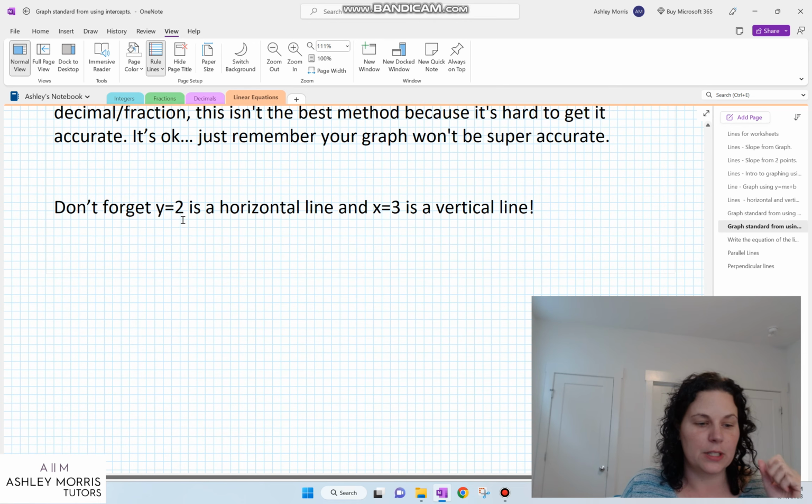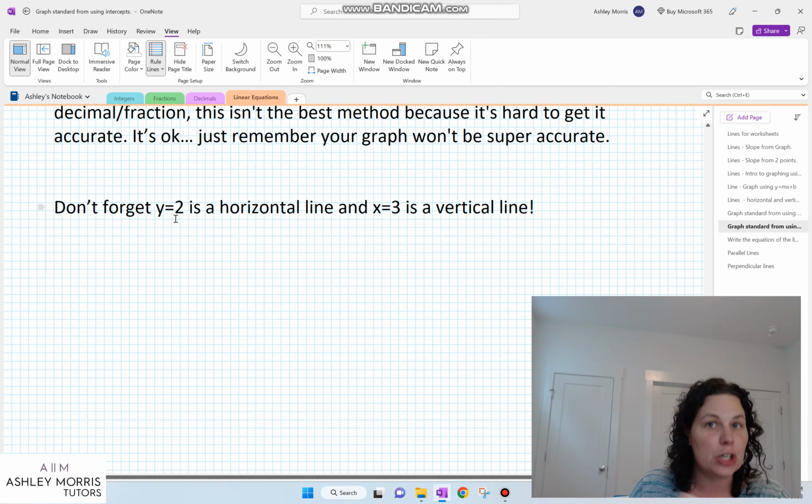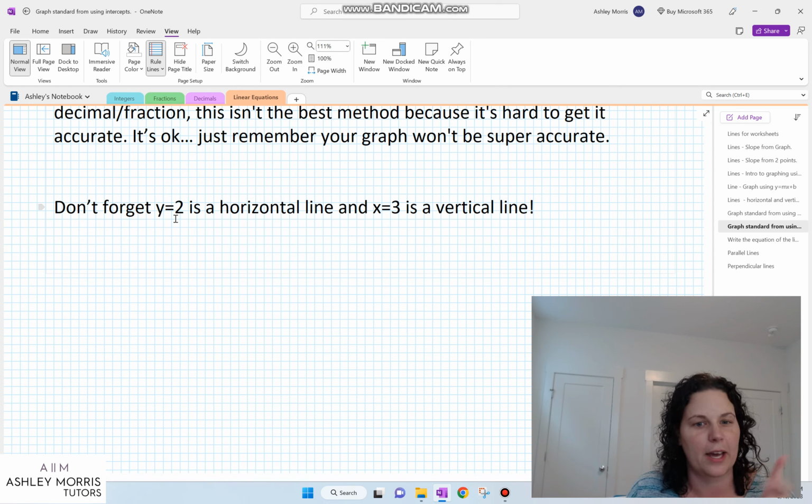Reminder, y equals 0, y equals 2, y equals any number, it's a horizontal line. X equals 3 is a vertical line. There is a video on just horizontal and vertical. So go check that out.